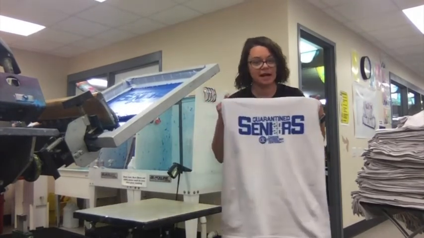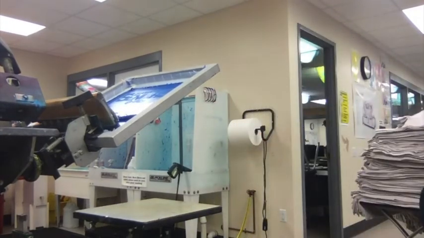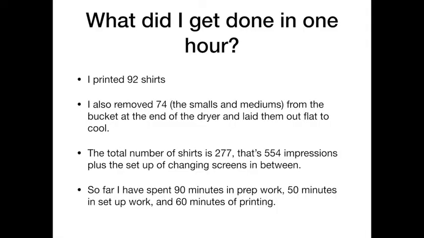Looks good. Let's see how many I can get. Okay, so in that hour, I printed 92 shirts, which is 1 shirt every 40 seconds, which is pretty good. That's more than I thought I would get. But I probably could have actually printed more.